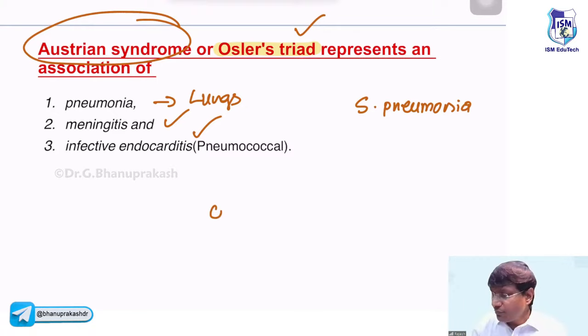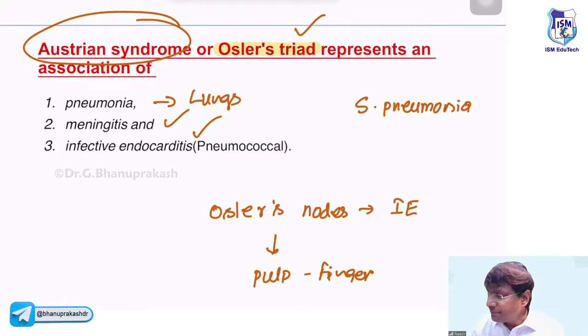We have one more term, Osler's nodes, which are different. They are also present in infective endocarditis, over the pulp of the fingers. That will be the examination finding in patients with infective endocarditis. Then, you need to be very much aware that infective endocarditis is very common in individuals with pre-existing cardiac lesions. In individuals with a pre-existing cardiac lesion, there is a high chance of infective endocarditis.